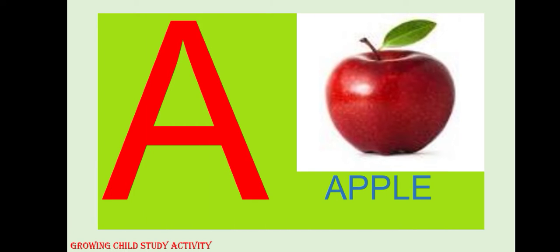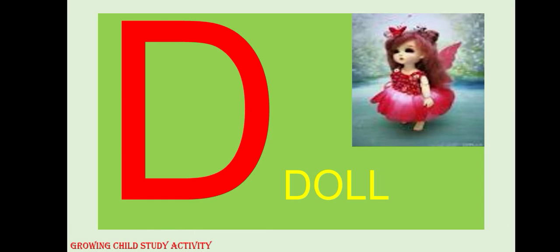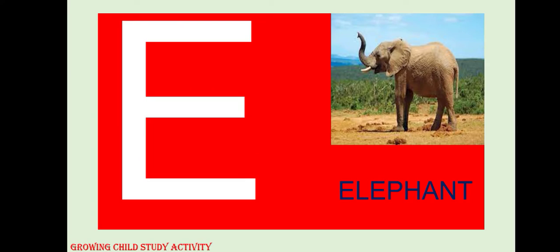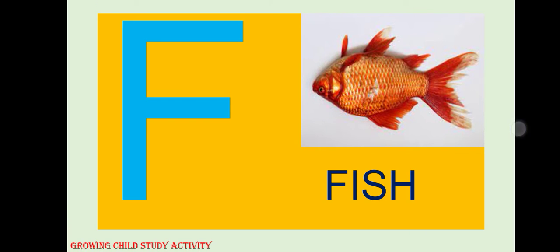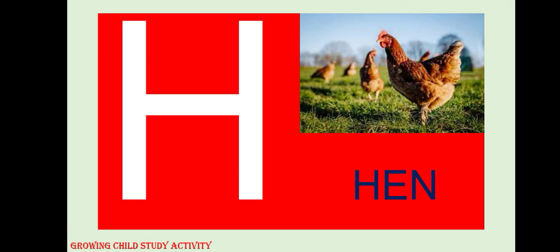Once again, speak aloud and repeat after me. A for apple. B for ball. C for cat. D for doll. E for elephant. F for fish. G for goat. H for hen.